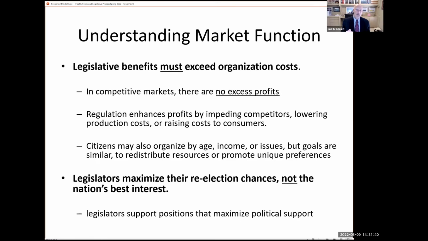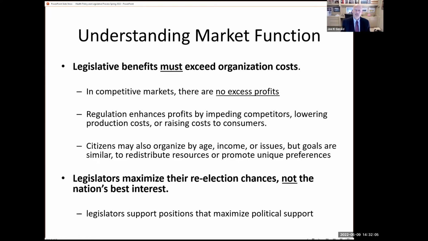And so these regulations may impede a competitor from entering the market. They may somehow lower their production cost by changing the way they interact with labor or the way that they're taxed. Or they may be able to find ways to raise cost to consumers by raising their prices. And so regulation can work through multiple mechanisms.